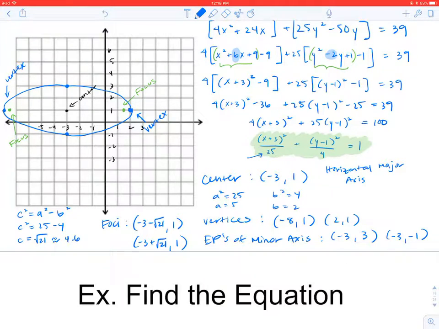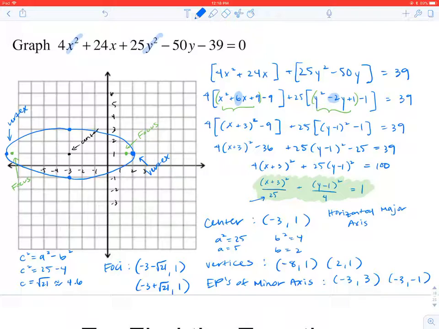And then it also might be nice to find the eccentricity for this ellipse. And remember, eccentricity tells us about the shape of the ellipse, and it's c over a. So the eccentricity here will be √21 divided by 5, which is approximately 0.91. So because this ratio is closer to 1, we know that the ellipse should be pretty elongated, and our ellipse does look pretty elongated.